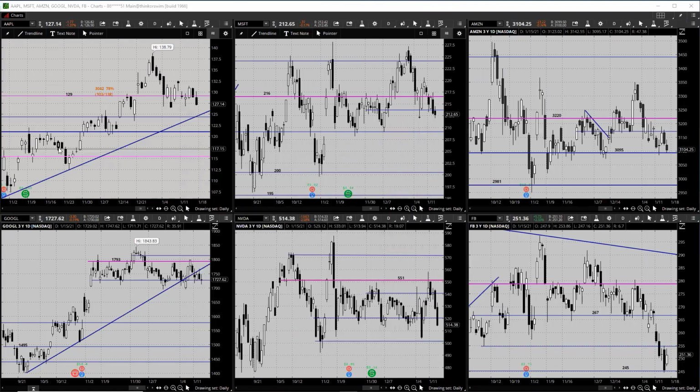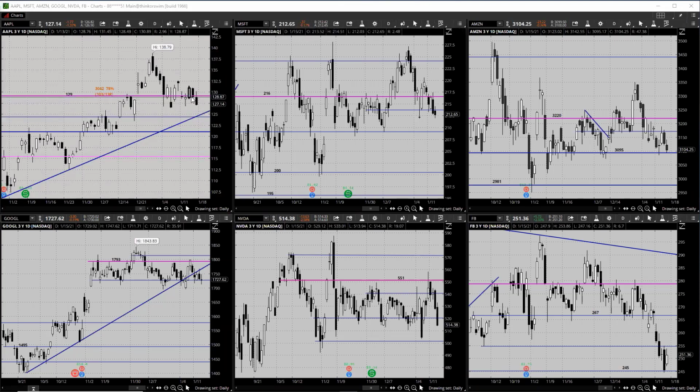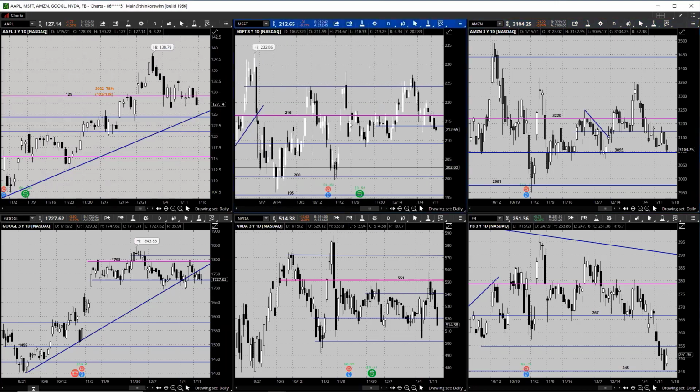And then, as I said, you can take a look around here. You can see how Apple has made that close below 129. I think we're going to make this move down here for starters, which is 124. And maybe we dip down here to this 121. You can see here Microsoft has been spinning its wheels around 216. Haven't been able to do anything with it. Looks like we're going to push down here, which is going to be towards 209.